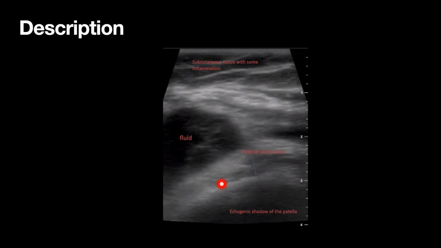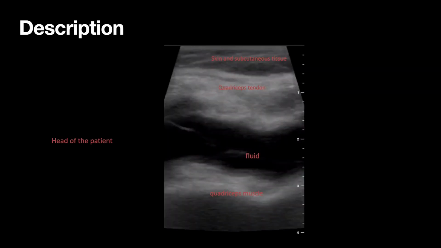So this is the patellar periosteum, you can see. Then there is echogenic shadow from the patella. Then we have subcutaneous tissue with some inflammation. You can see there is some stranding here, and all this is fluid coming from inflammation, likely from trauma. And then we have fluid here. I know it's trauma because the patient has a history of trauma.